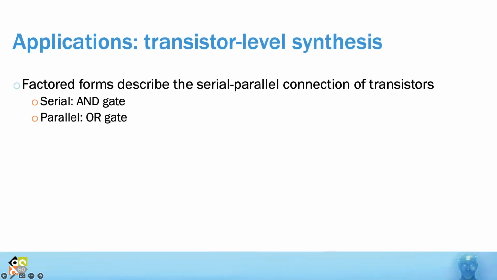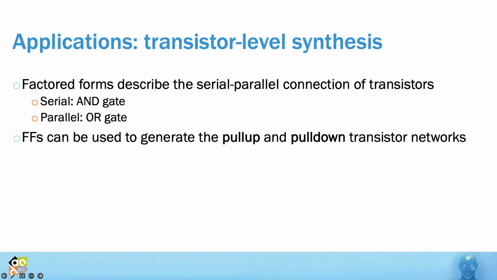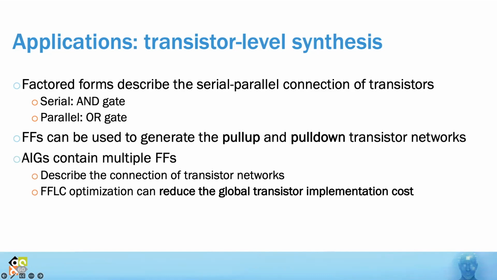We described before that factor forms are really well related to the number of transistors in the implementation at CMOS level. And this is because a factor form describes the parallel and serial connection of transistors. So a serial connection is defined by the AND gate, while a parallel connection is described by the OR gate. And so factor forms can also be used to generate the pull-up and pull-down transistor networks in CMOS. Hence, since AIGs contain multiple factor forms and we implemented methods to globally optimize the number of factor form literals, these optimization methods can be used to globally minimize the number of transistors.